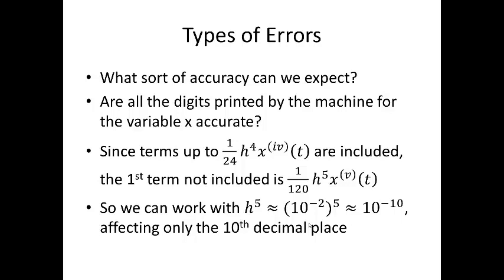included, and the first term not included is the term with the fifth derivative, 1 over 120 h to the fifth derivative of x of t, we can work with h to the fifth as approximately equal to 10 to the minus 2 raised to the fifth, or 10 to the minus 10th, affecting only the 10th decimal point. So our printed solution is probably accurate to 8 decimal places. Bridges or airplanes probably shouldn't be built this way, but for now this is going to be good enough.